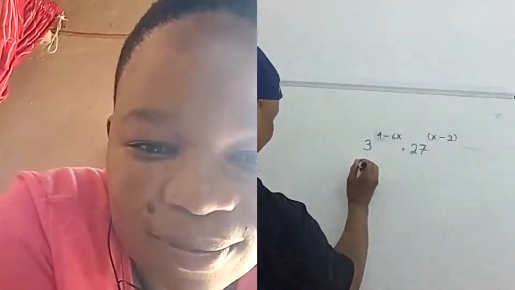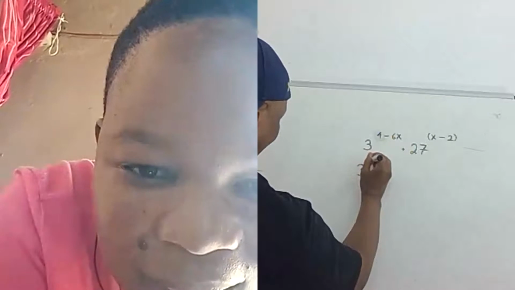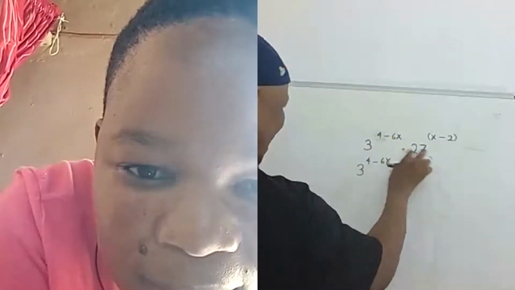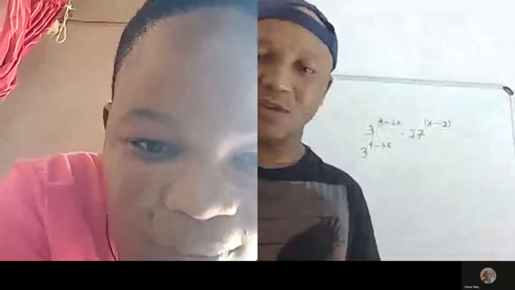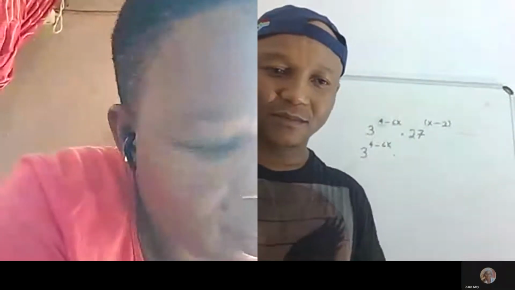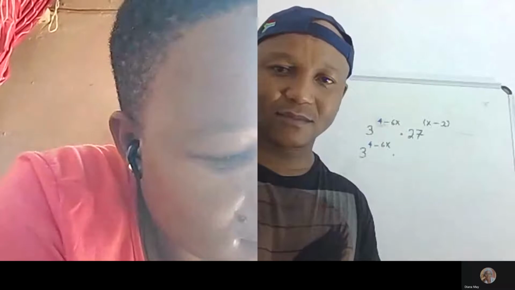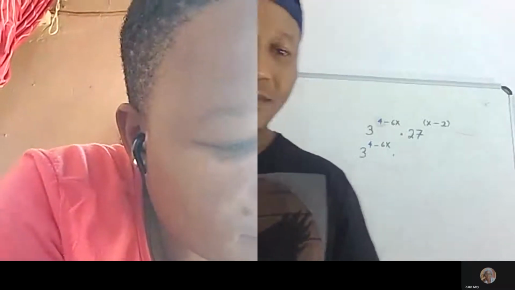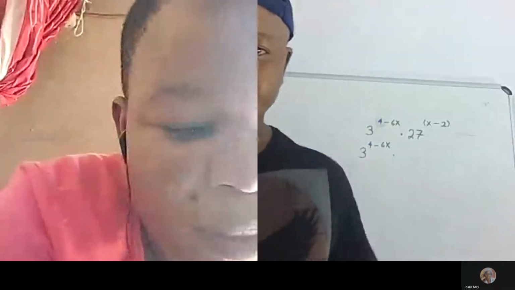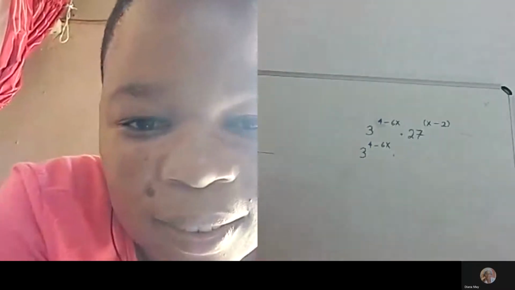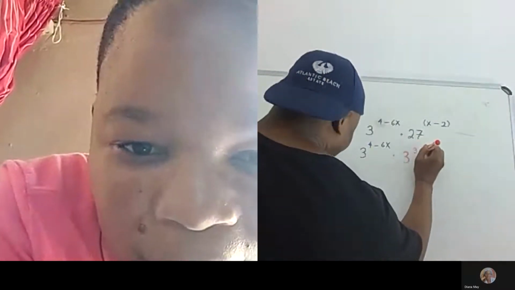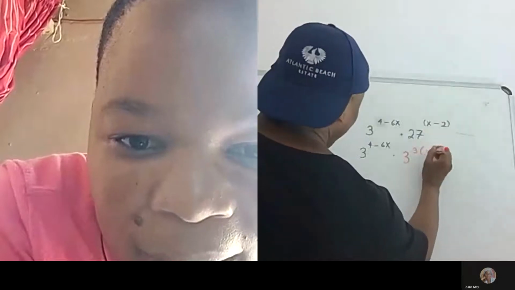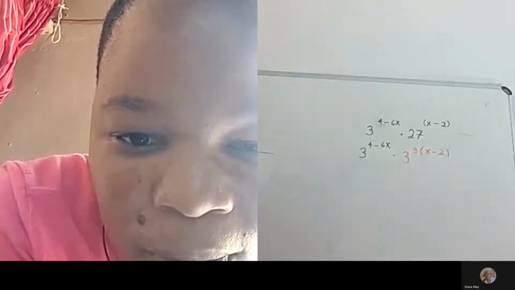So this is just 3 to the power 4 minus 6x. What about this one? How can you do it with 27? You have your calculator. See what you can do. 3 to the power 3. Oh, so 3 power 3. So instead of 27, we'll say 3 power 3 and then bracket, and this will be x minus 2.